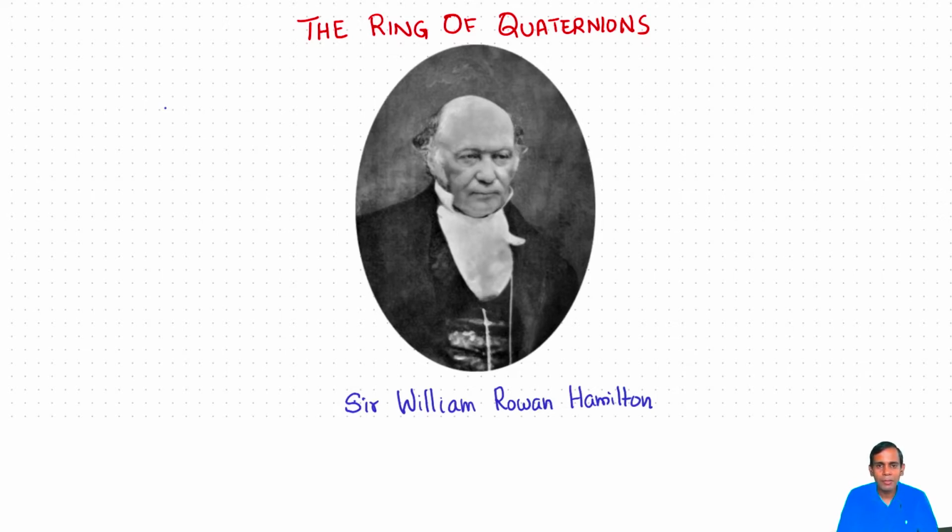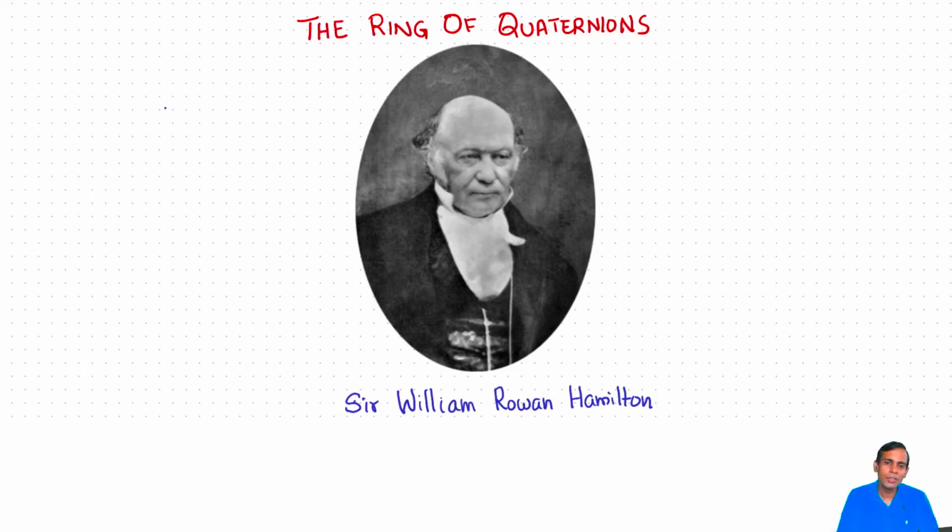So at the time of Hamilton, we already knew about the complex numbers. This gave a way of multiplying pairs of real numbers. You could think of a pair of real numbers (a, b) as a complex number a plus b times i. And then using the rule i squared equals minus 1, you could multiply such pairs of real numbers.